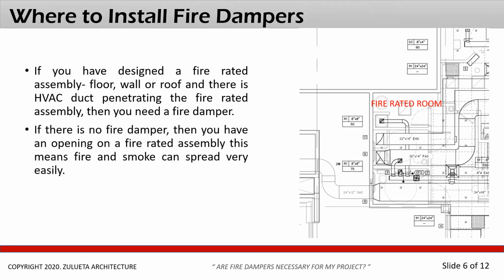Where to install fire dampers? If you have designed a fire-rated assembly, a floor, a wall, or a roof, and there is HVAC or a duct penetrating the fire-rated assembly, then you need a fire damper. If there is no fire damper, then you have an opening in a fire-rated assembly, and this means fire and smoke can spread very easily. This also means that your assembly is not code compliant.